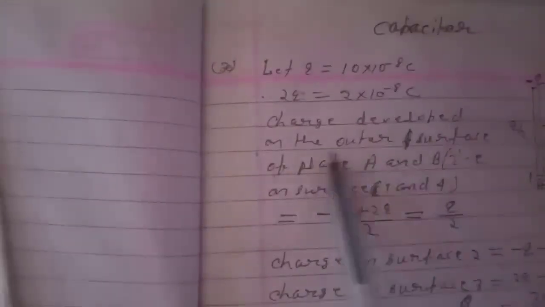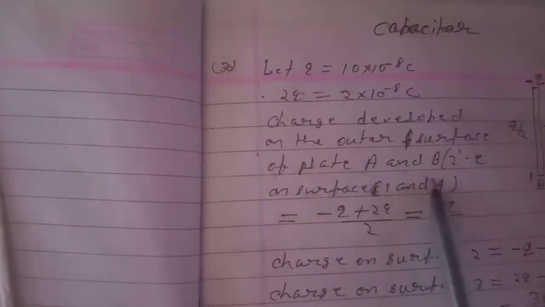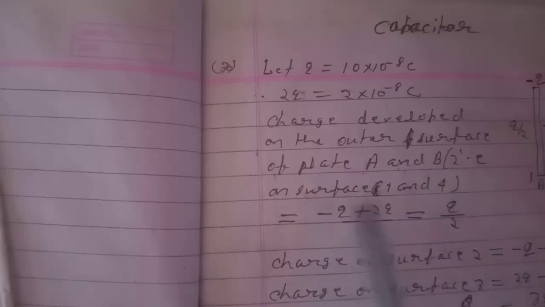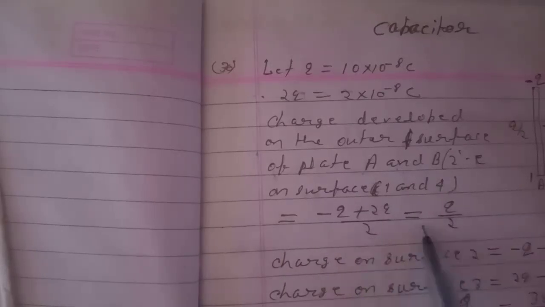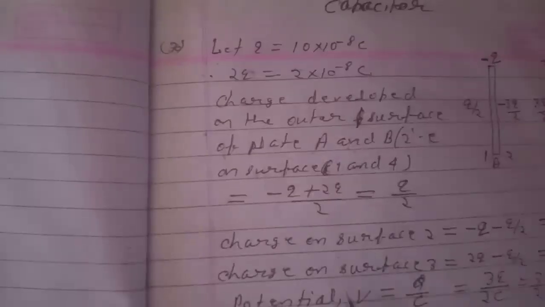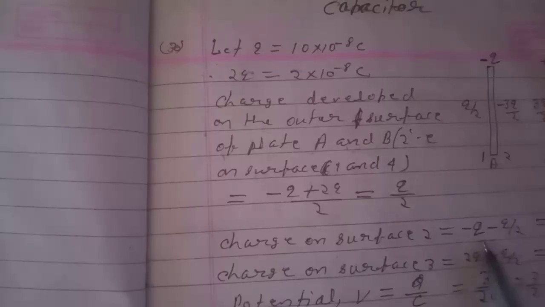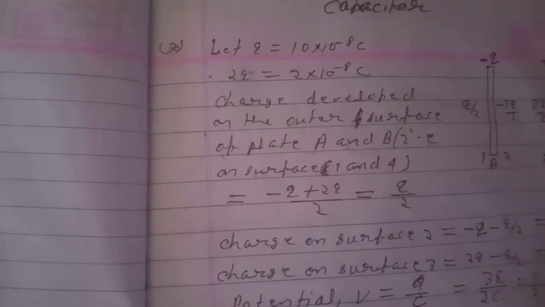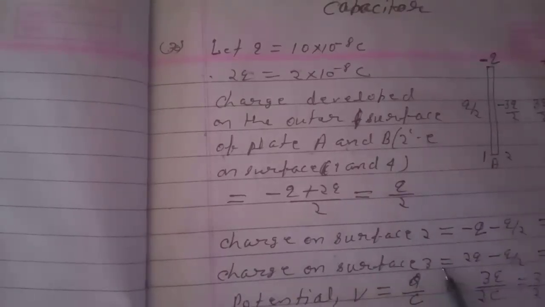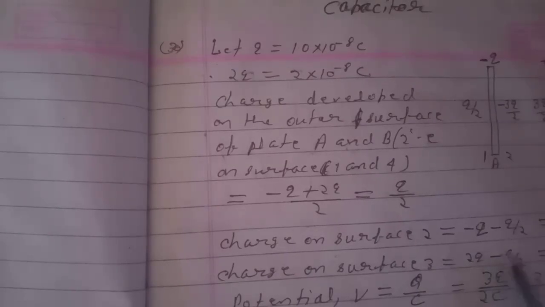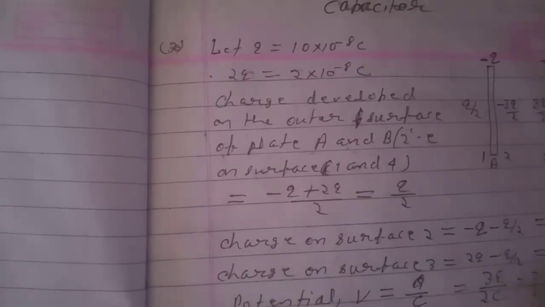charge developed on the outer surfaces of plates A and B, that is on surfaces 1 and 4, equal to (minus Q plus 2Q) by 2, which equals Q by 2. Hence charge on surface 2 is minus Q minus Q by 2, which is minus 3Q by 2, and charge on surface 3 is 2Q minus Q by 2, which equals plus 3Q by 2. So facing surfaces have equal and opposite charge.